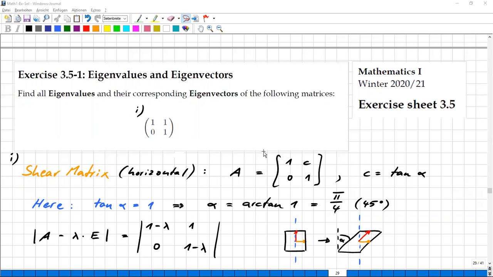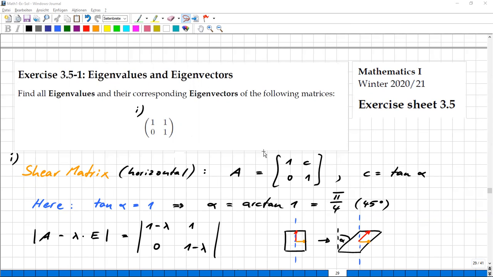Hello everybody, the new year has started and we will go right into our next topic, which is about eigenvalue problems. Of course, we restrict ourselves to quadratic matrices to this end. This is the exercise sheet number 3.5, by the way.